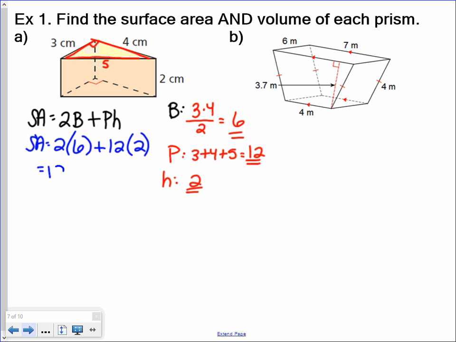So 2 times 6 is 12. 12 times 2 is 24. 12 plus 24 is 36. And this is area, so area would be units squared. I did that all mentally, so if I made a mistake, let me know. I definitely made a mistake on my key. 2 times 12 is not 48, it is 24.